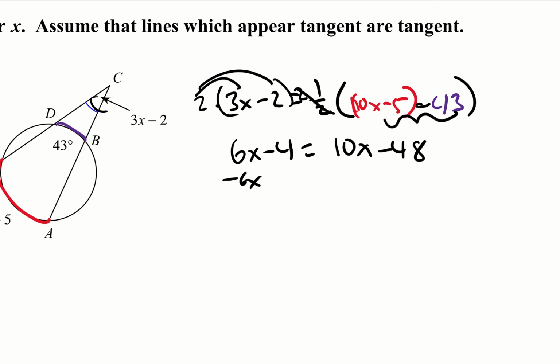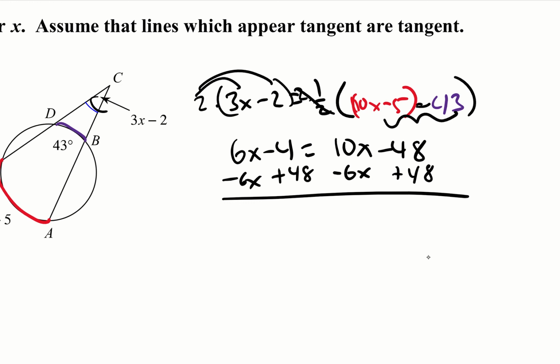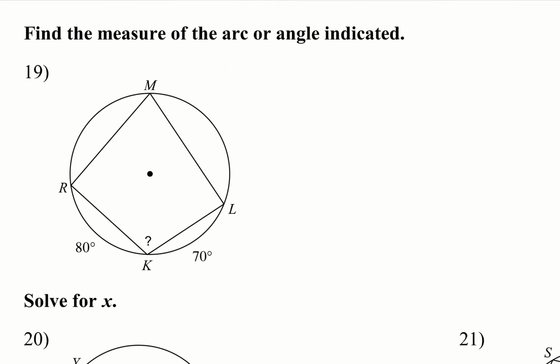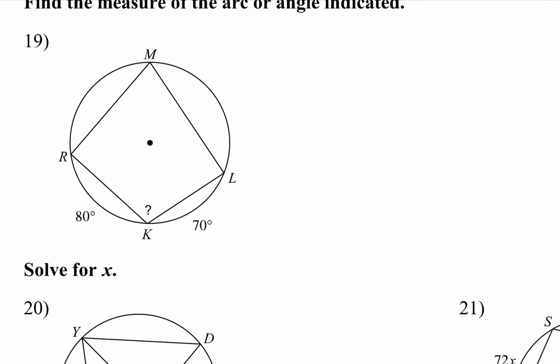We'll subtract 6x on both sides. Let's go ahead and add the 48 to the other side. Might as well do that. So we get 44 is equal to 4x. So I'll leave it to you guys to finish that up. Find the measure of the arc or angle indicated. This time we got an inscribed quadrilateral.